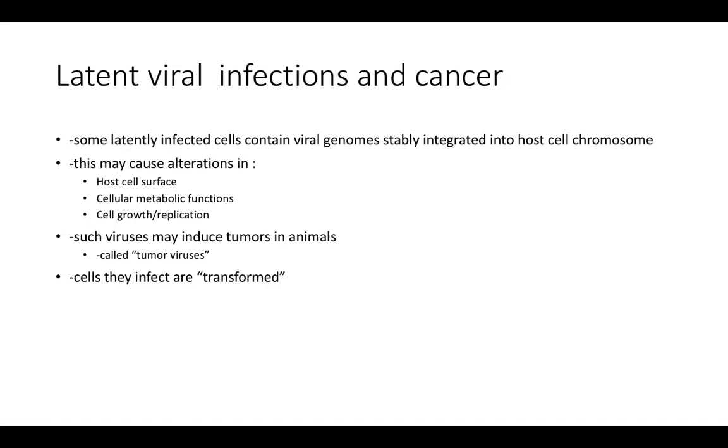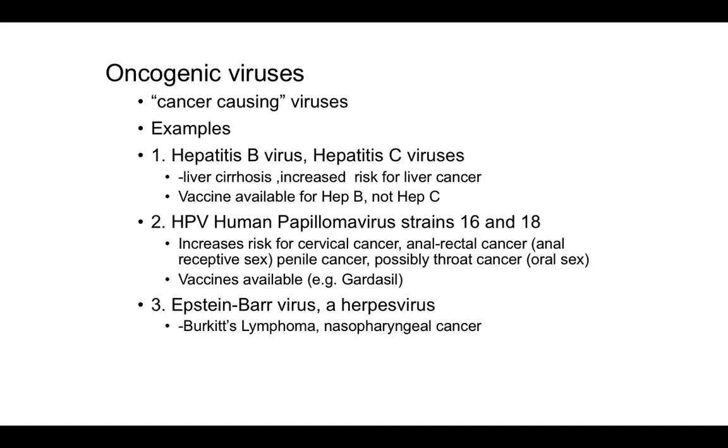And the good news is, you guys, we have vaccines to protect us against HPV strains 16 and 18. So we could say those are anti-cancer vaccines. Likewise, folks, we have a vaccine against hepatitis B virus, and that should protect us against chronic Hep B infections. That should reduce the incidence of liver cirrhosis and liver cancer. So here we go. These are some of the oncogenic, meaning cancer-causing, viruses, you guys.